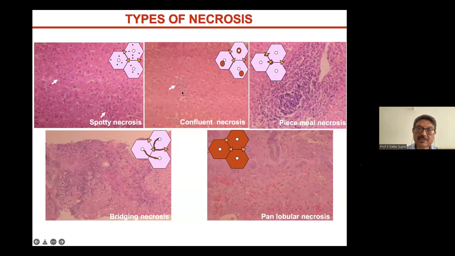Confluent necrosis, this is a group of 4 or 5 hepatocytes. They should have been there, they are not there. You are finding inflammatory cells. This is confluent necrosis. This is piecemeal necrosis.